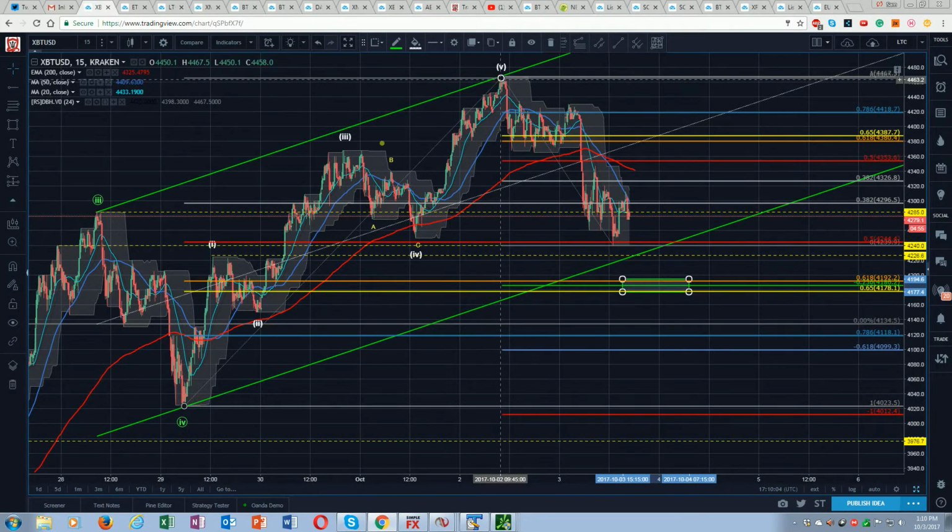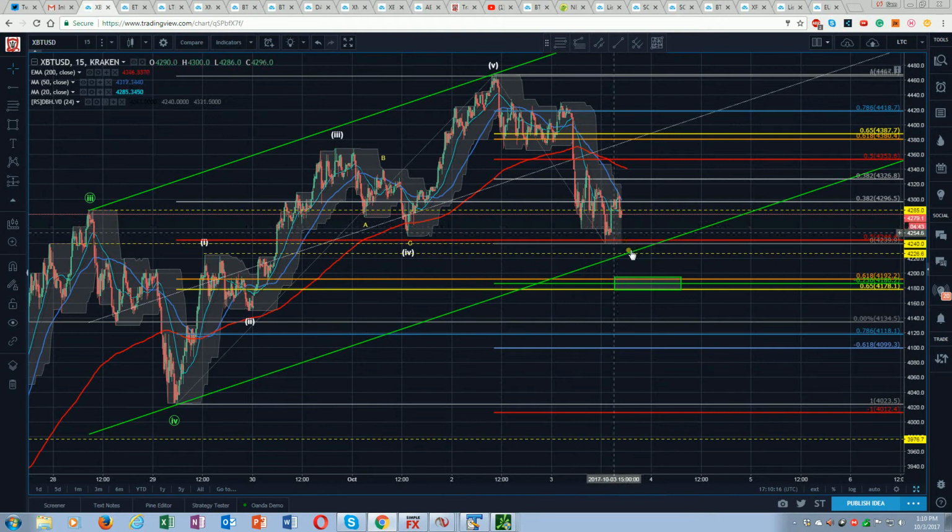Okay, we've hit, wicked the 50 reaction, but it's not moving away from it impulsively yet. Right, so still a lot of story to tell here. But if we break this next target, break that, it starts to get a little uglier. So we keep an eye on this.